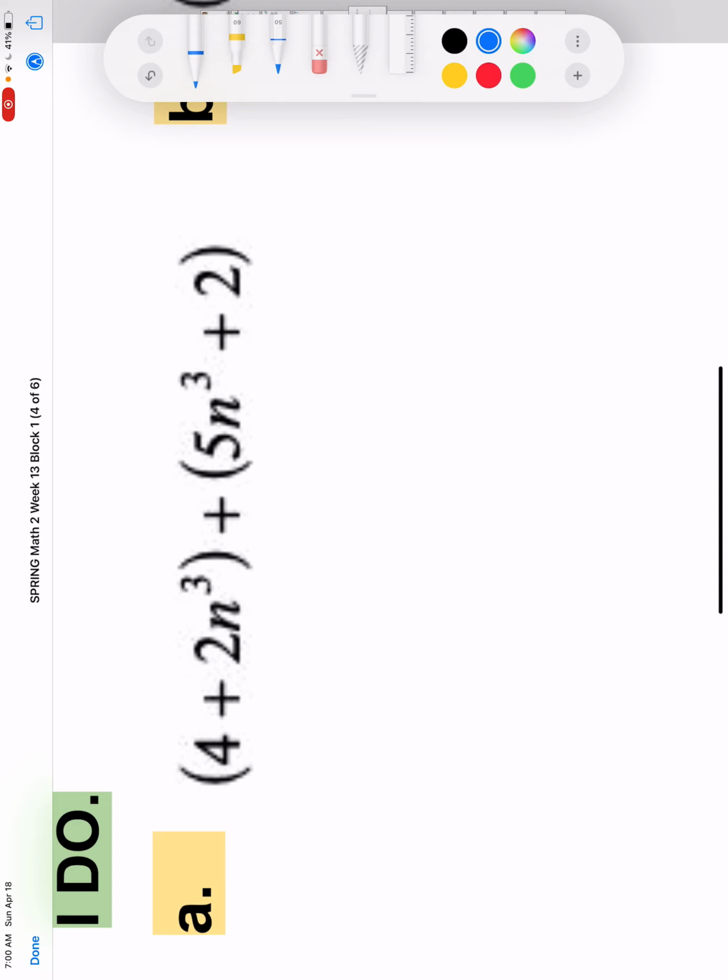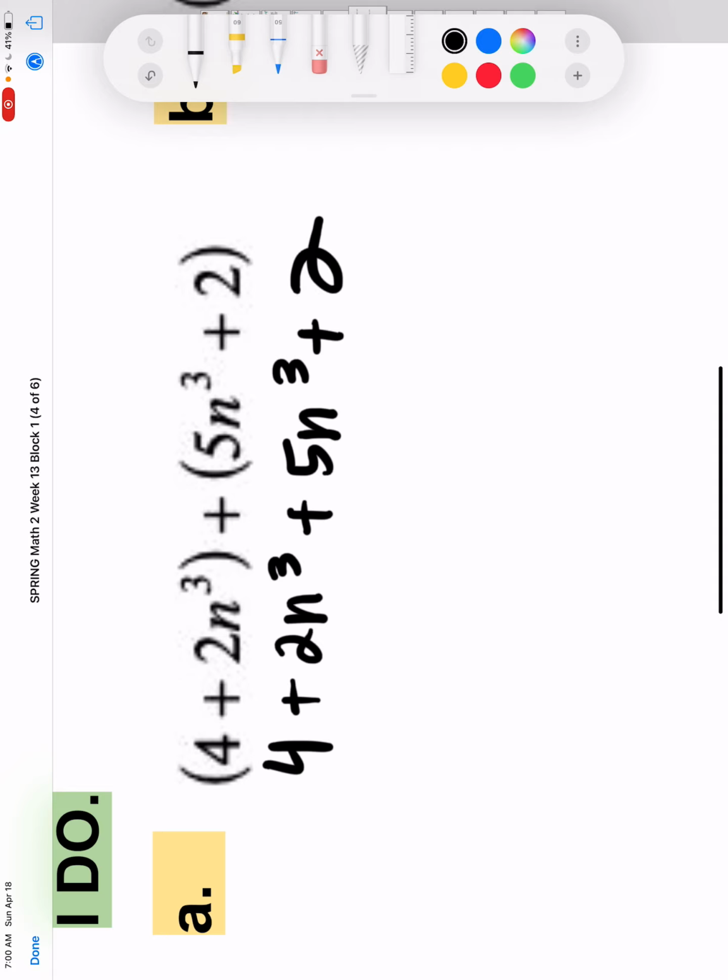So for A, you have 4 plus 2n cubed plus 5n cubed plus 2. Now, I'm adding these two polynomials together. So what I'm going to do is drop the parentheses. You don't need them when you're adding. So I'm going to add 4 plus 2n cubed plus 5n cubed plus 2. And we drop them because we can't combine anything in here. They're not like terms. Now I'm looking for like terms.